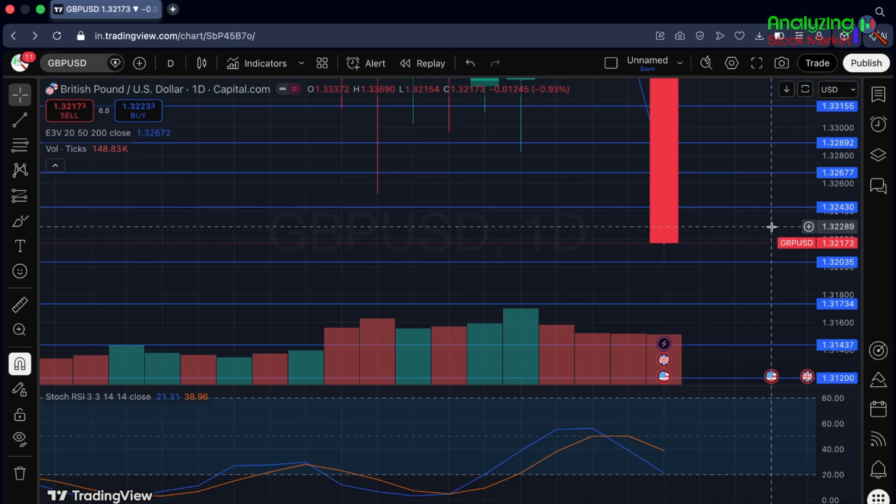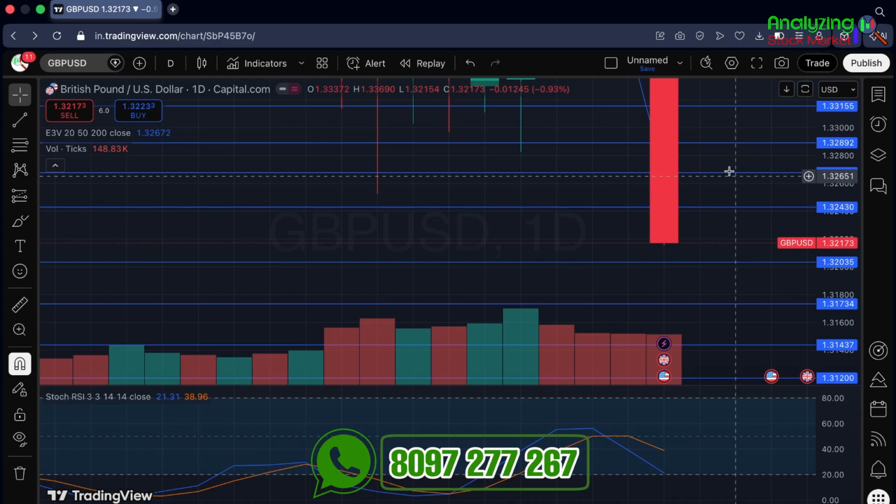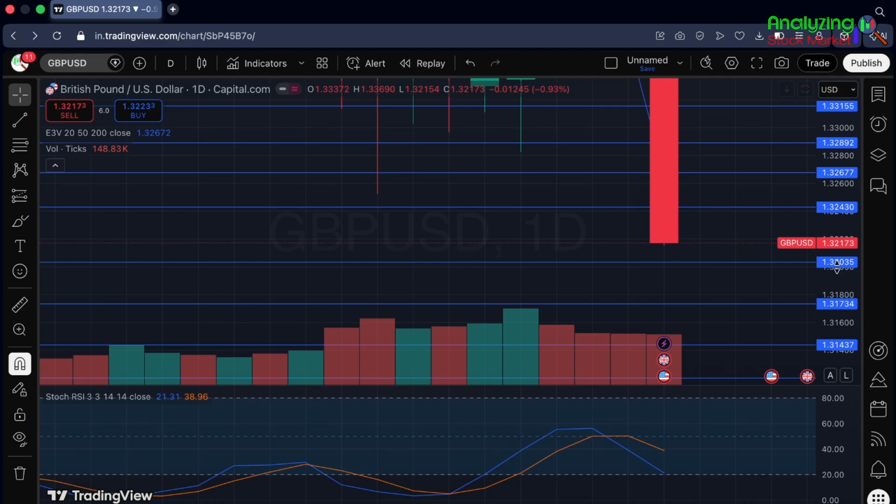So let's now talk about my opinion on GBP USD for this week. Before that, here 1.32173 is the closing. My expectation is a bit positive in this range, that is 1.32430 to 1.32677. I'm expecting a positive closing in this range, but remember, only if there is a gap down opening. And if you're going for any short trade, then only go for a short trade once 1.32035 gets breached and a 4-hour or a one-day candle gets closed below this. Then you can go for a short till this level. You can even go for the next level, which is this level as well.